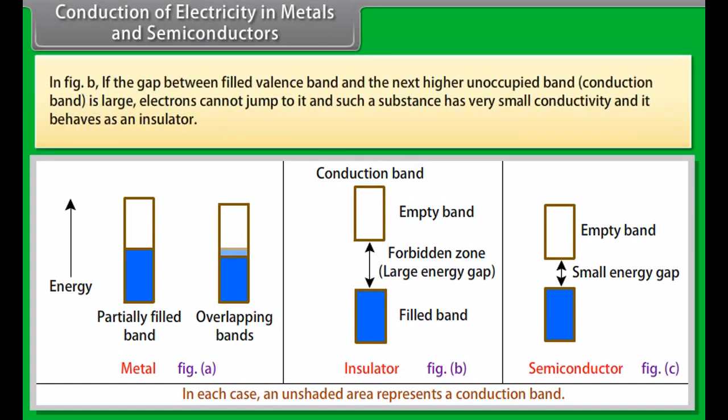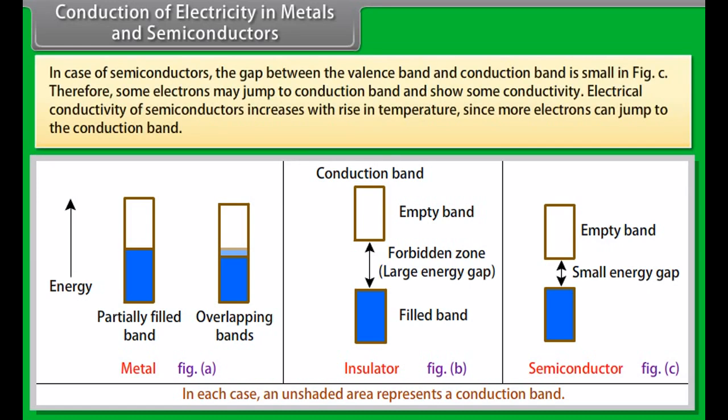In figure B, if the gap between the filled valence band and the next higher unoccupied band, the conduction band, is large, electrons cannot jump to it, and such a substance has very small conductivity and behaves as an insulator. In the case of semiconductors, the gap between the valence band and conduction band is small, as in figure C. Therefore, some electrons may jump to the conduction band and show some conductivity. Electrical conductivity of semiconductors increases with rise in temperature since more electrons can jump to the conduction band.